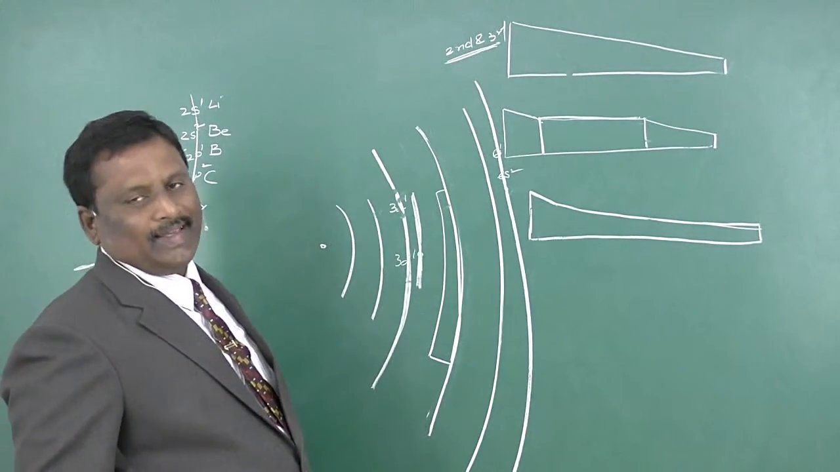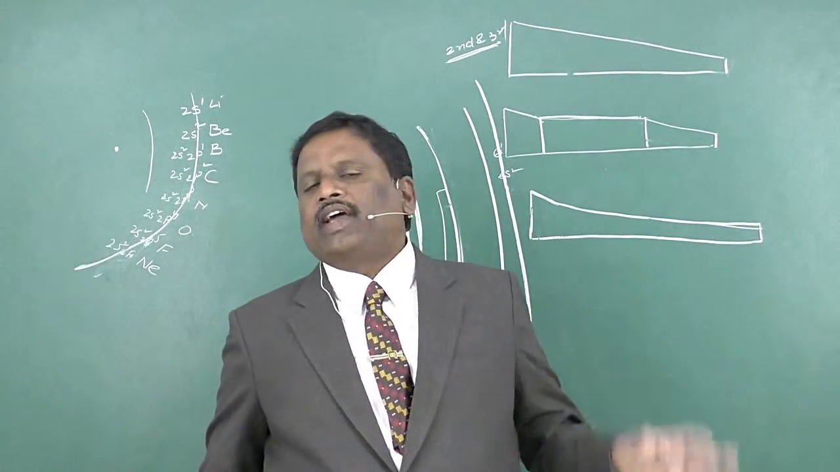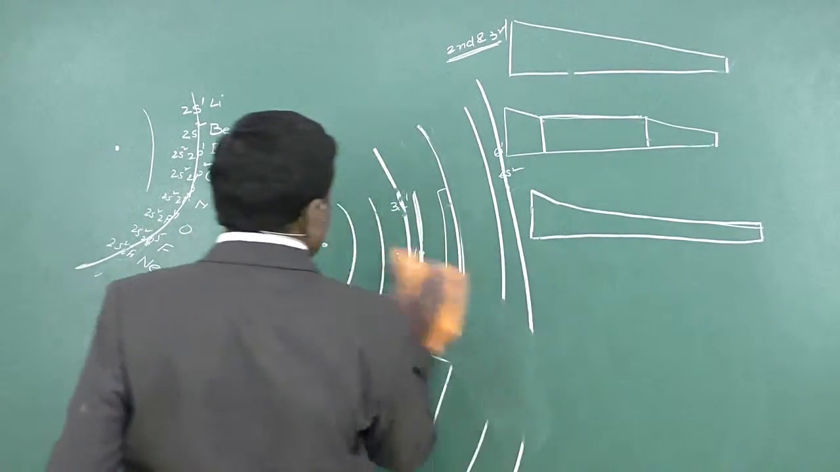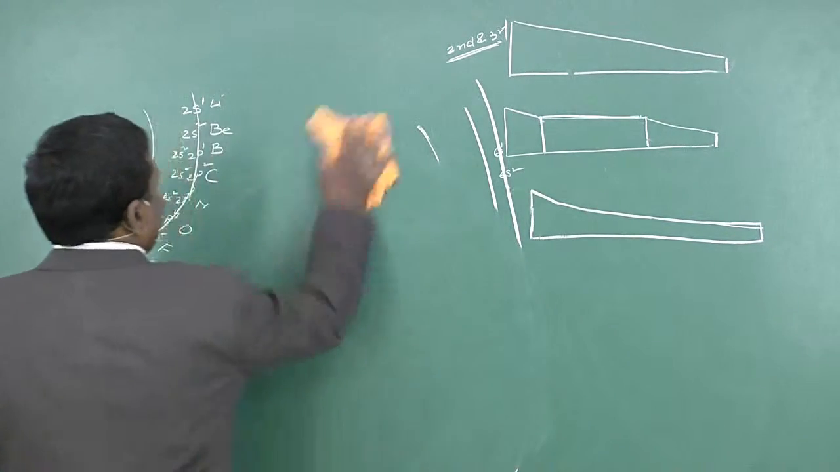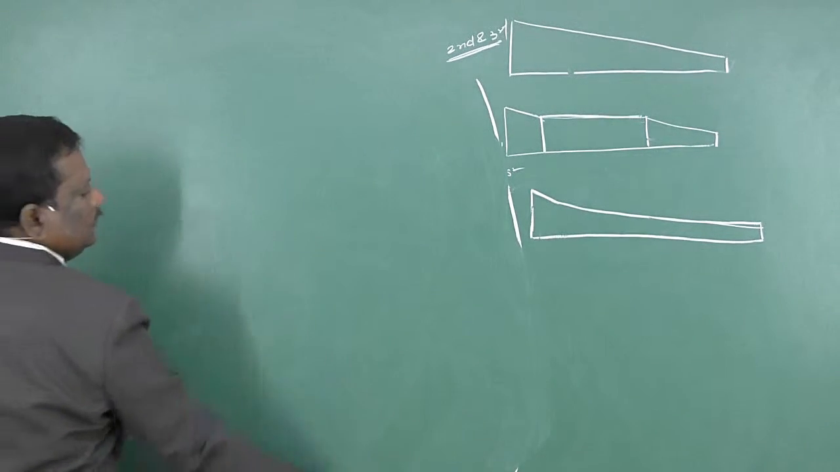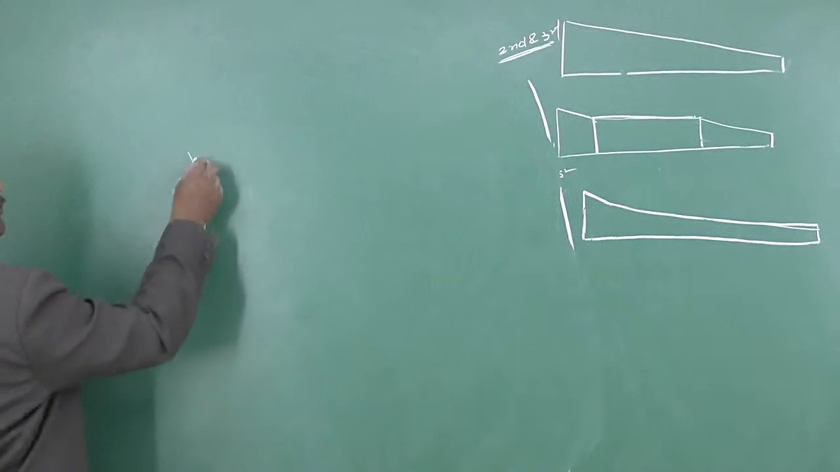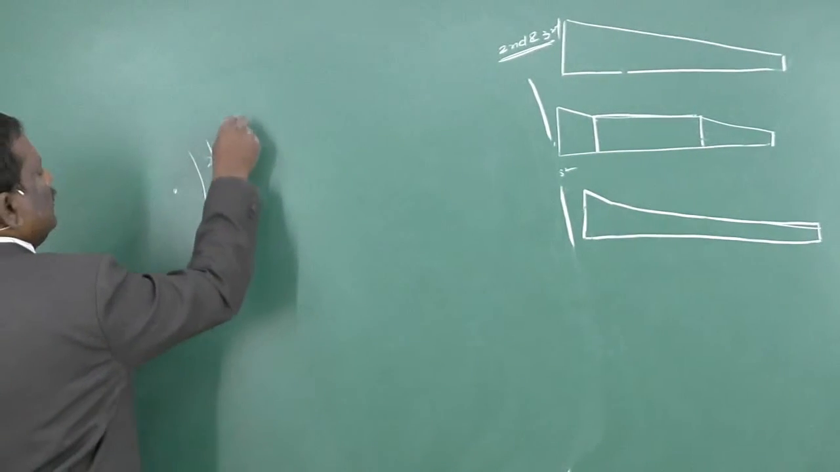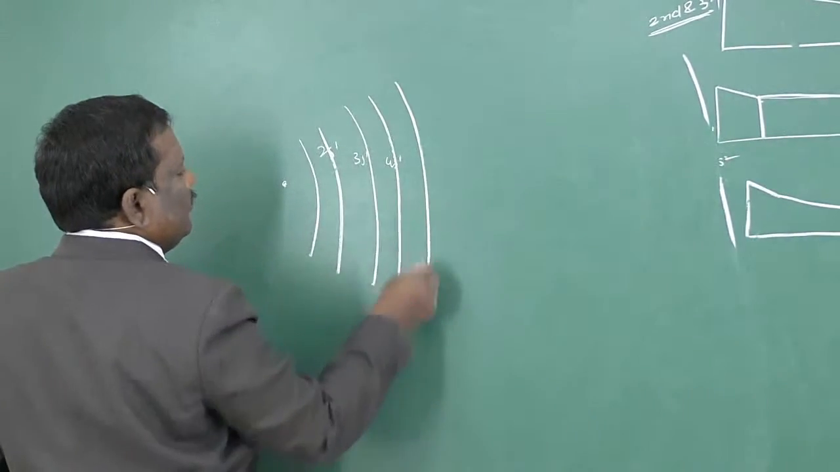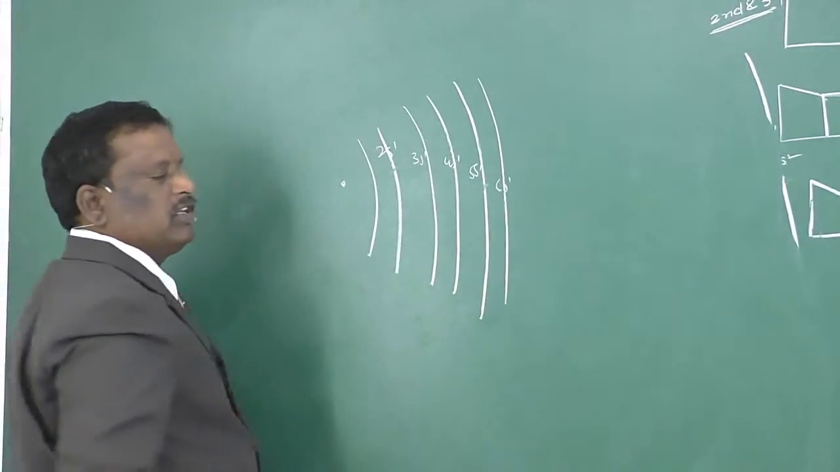So atomic size of an element gradually decreases from left to right in a period. But in a group, what happens? Let us take the first group elements. Lithium is 2s1, sodium 3s1, potassium 4s1, rubidium 5s1, cesium 6s1, francium 7s1.